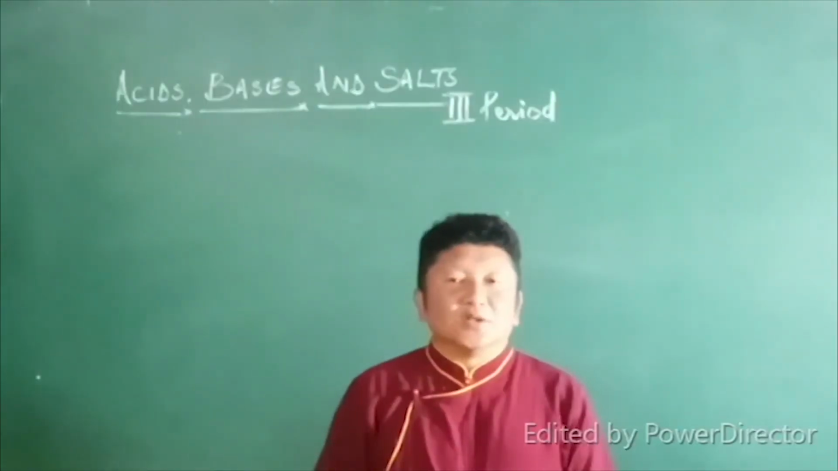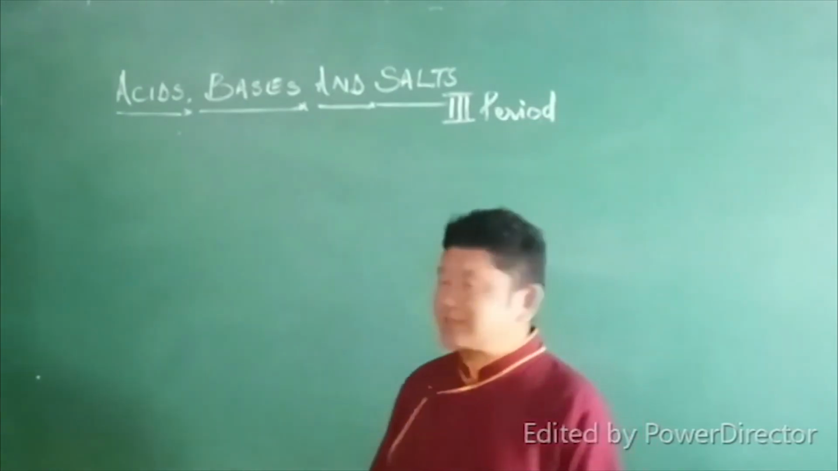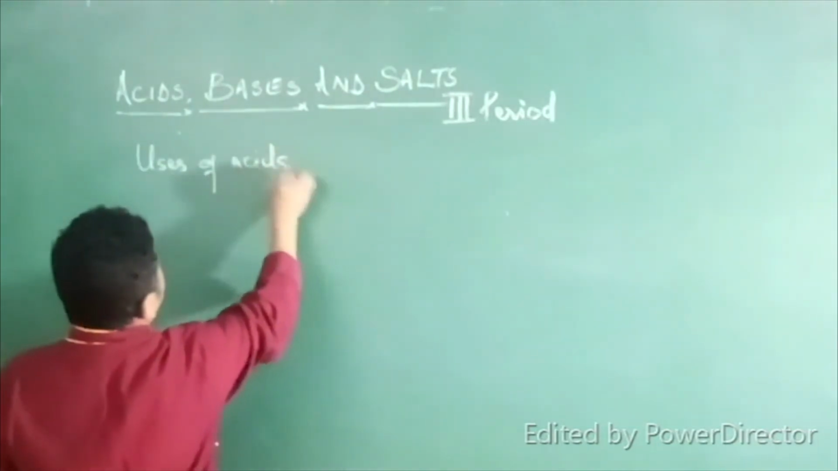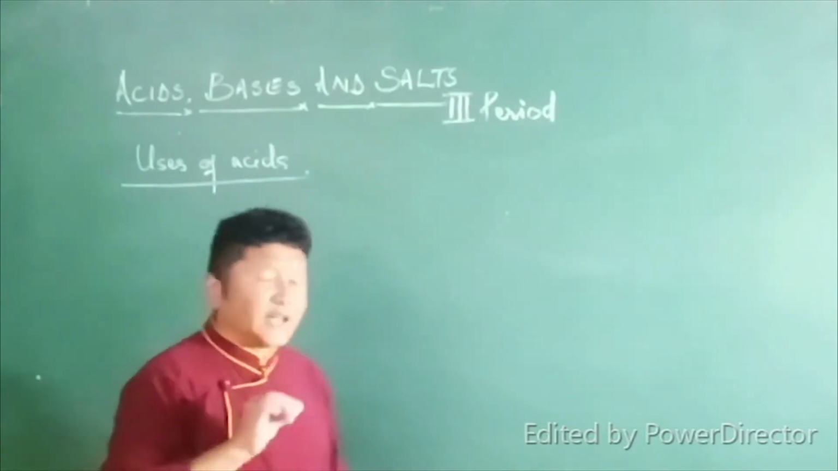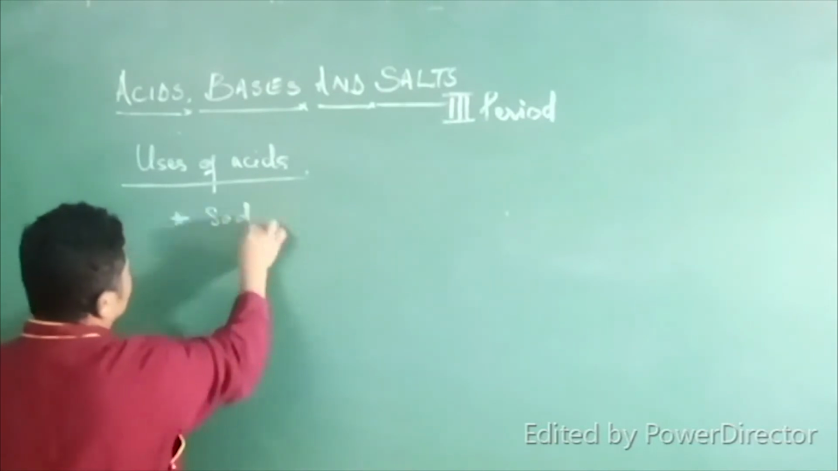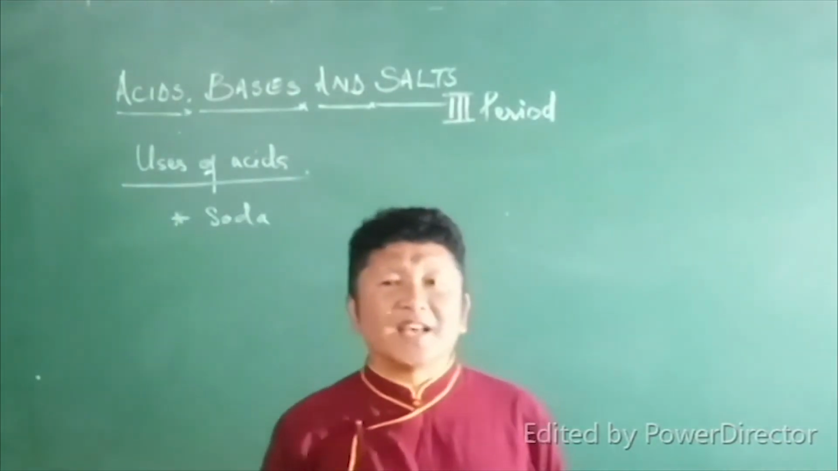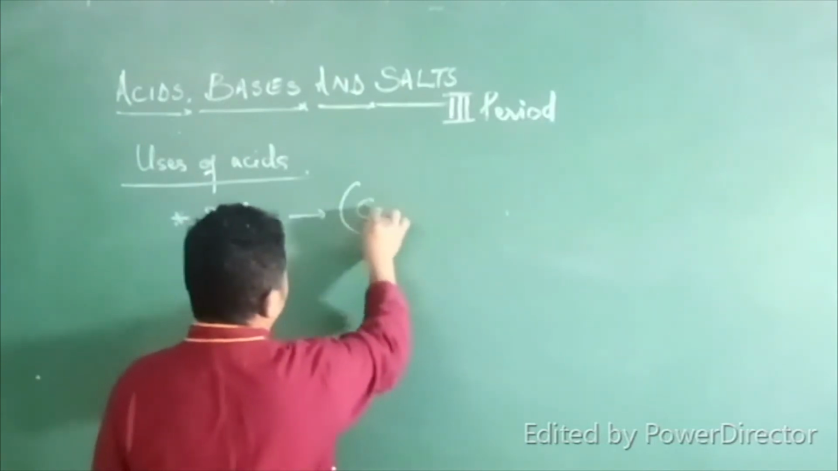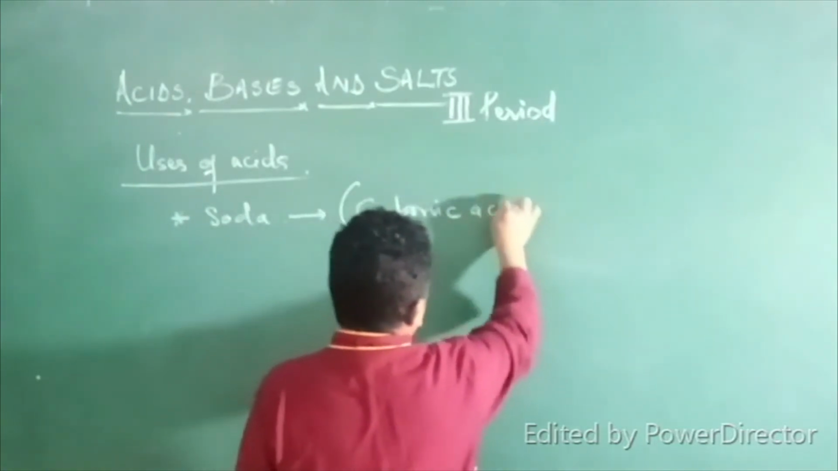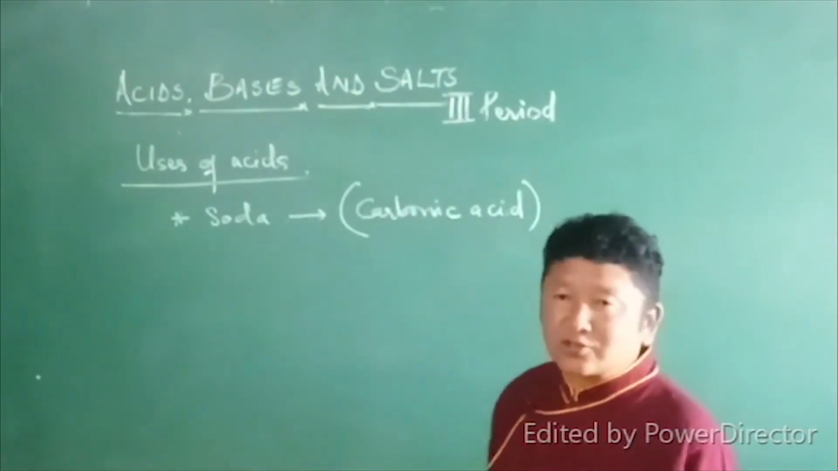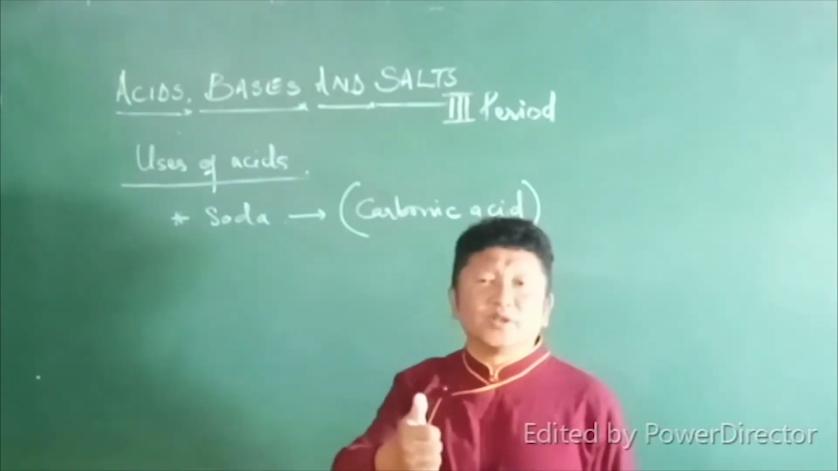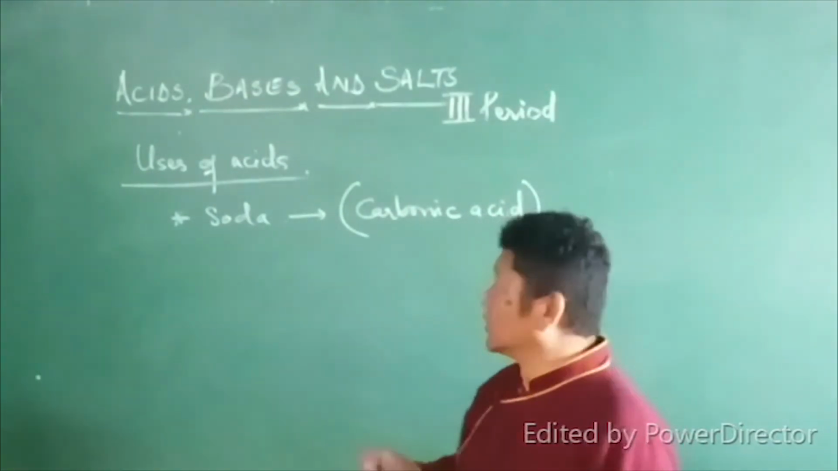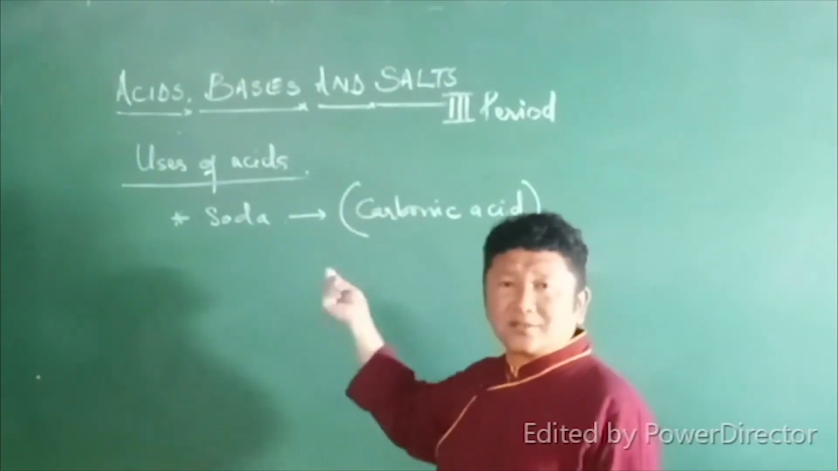Okay, so let's talk about uses of acids. Acids are found in vegetables. We drink soda, and soda contains carbonic acid. Under pressure, carbon dioxide is dissolved in these sodas. Okay, these sodas contain acids, so acids are used in sodas.